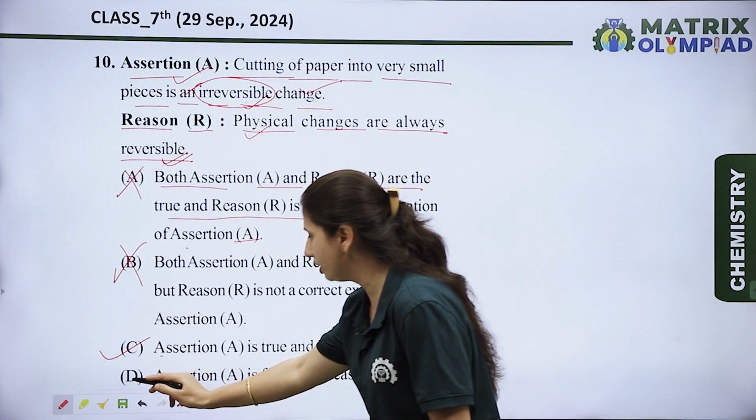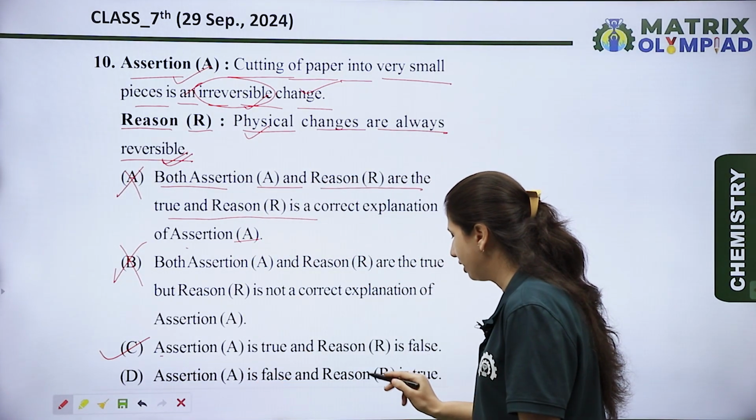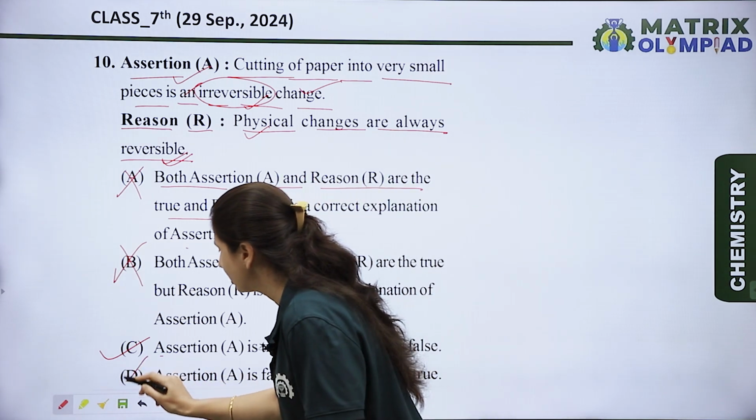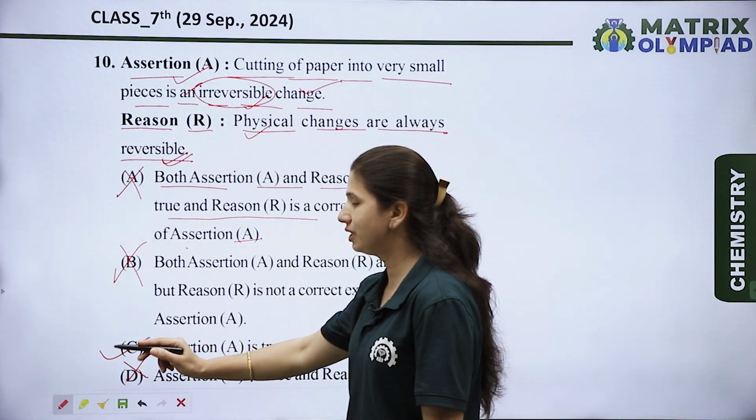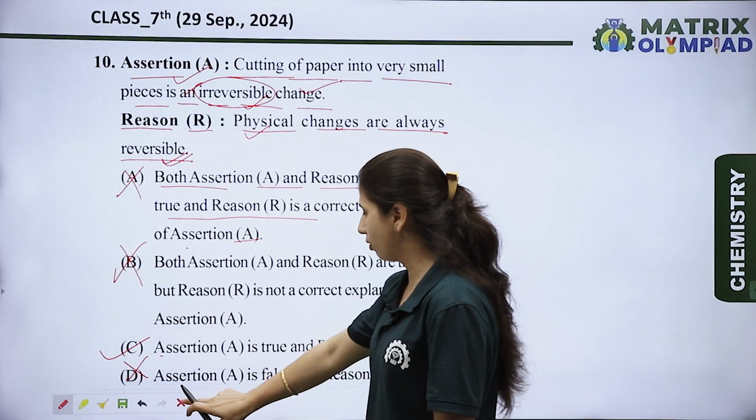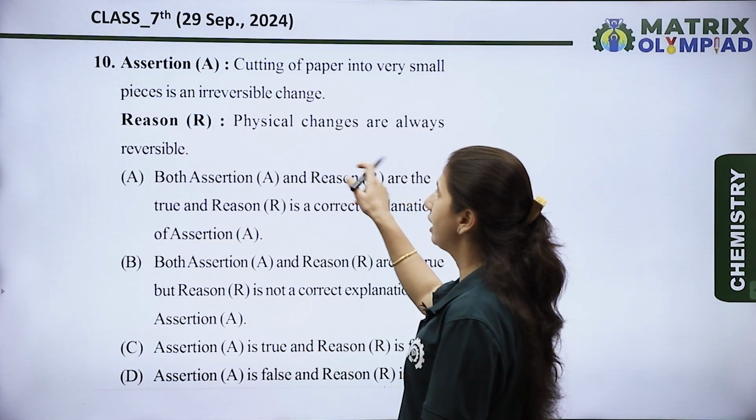Now let's see D. Assertion is false and the reason is true. No, assertion is true and the reason is false. So option C is the right option for this question. Now let's see the next question.